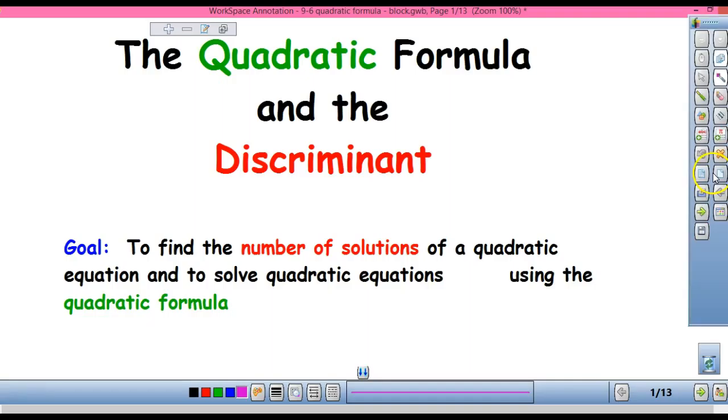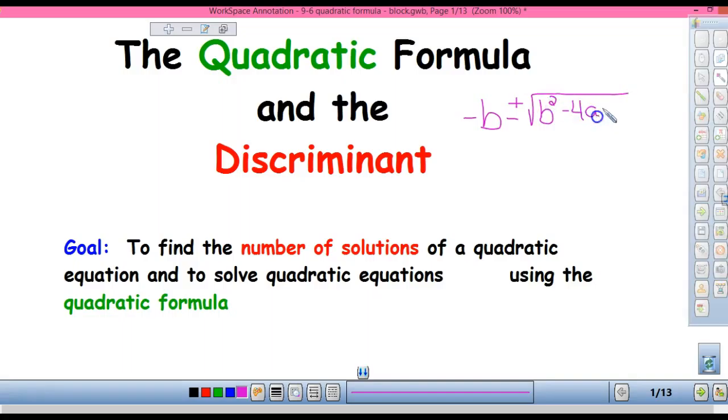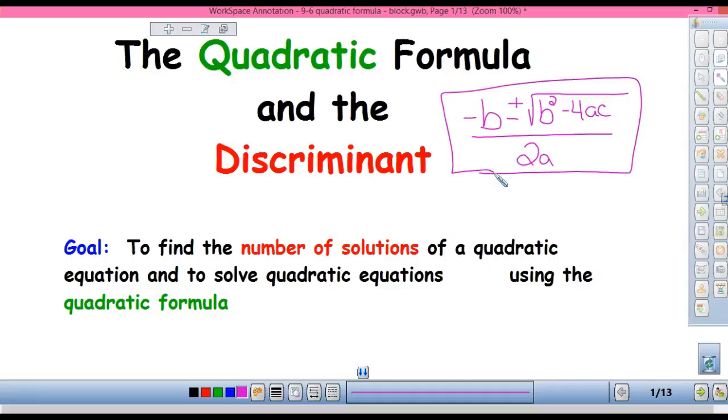All right, so the quadratic formula is the opposite of b plus or minus the square root, and the square root's got to be big because it's the square root of b squared minus 4ac, and that whole thing's got to go underneath the square root, the b squared minus 4ac, all divided by 2a. Well, yep, we're going to talk about it. Right now you're supposed to be writing it down.